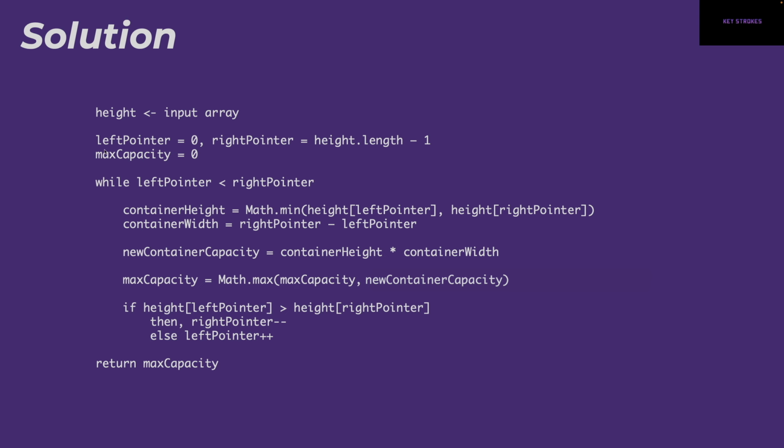Then we assign 2 pointers, the left pointer and the right pointer. Left pointer will be assigned to 0, and the right pointer will be assigned to the last element in the array. And then we assign max capacity as 0. Now, while the left pointer is smaller than right pointer, we run this loop.